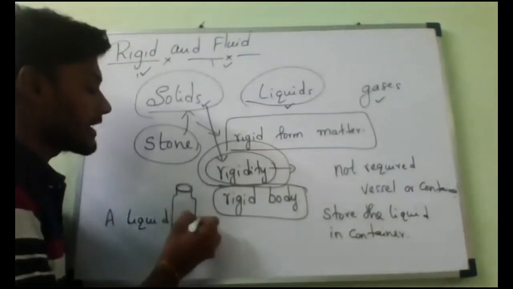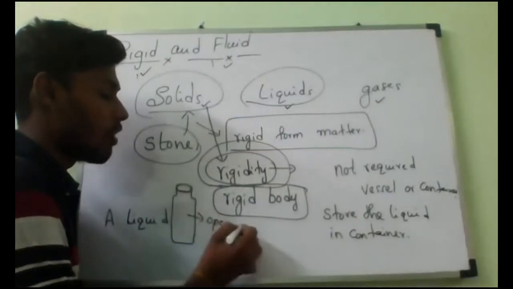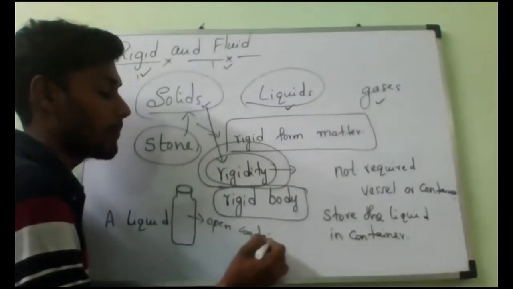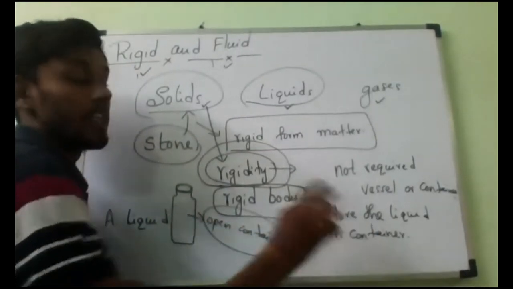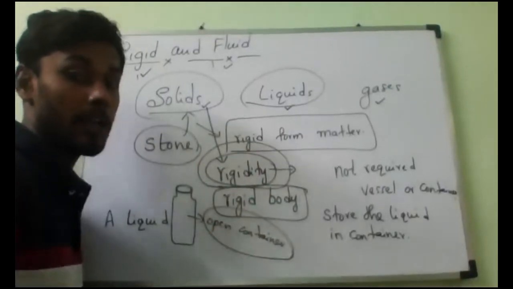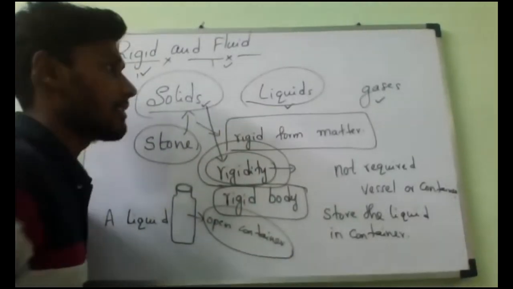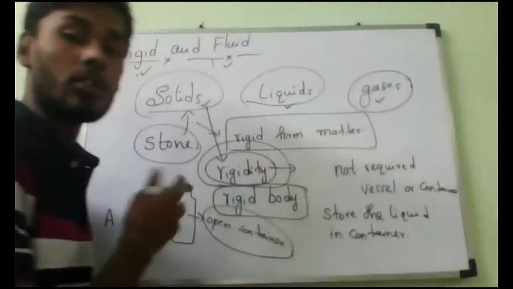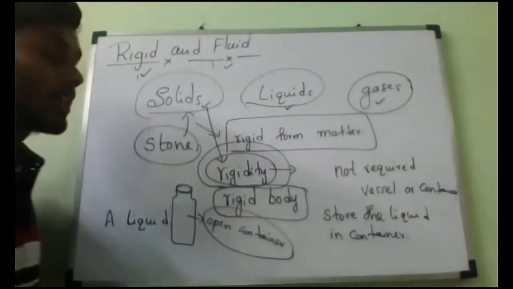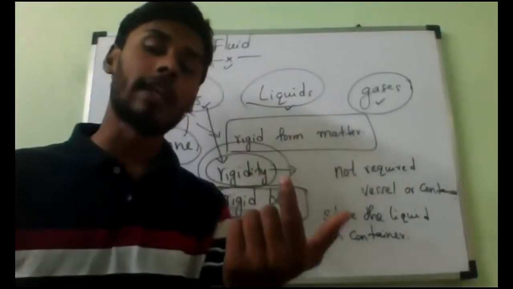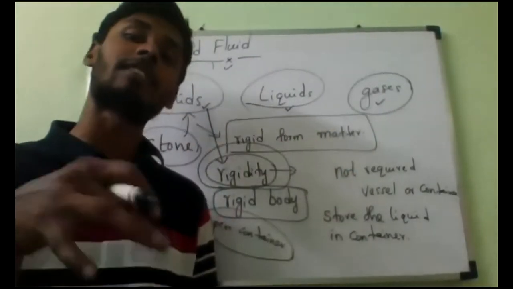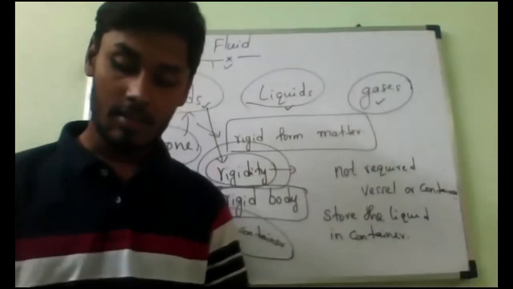So even though I can keep it in an open container, also an open container which is not completely closed, the liquids will still stay. Understand? But if we take gases, you can see, gases are also examples of fluid. If you open the knob of a gas cylinder, will the gas stay inside or escape outside?